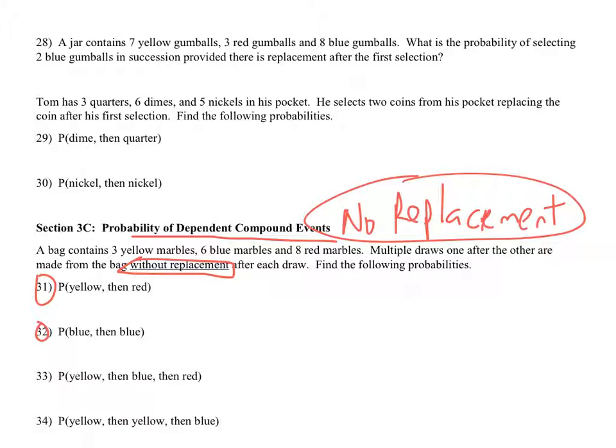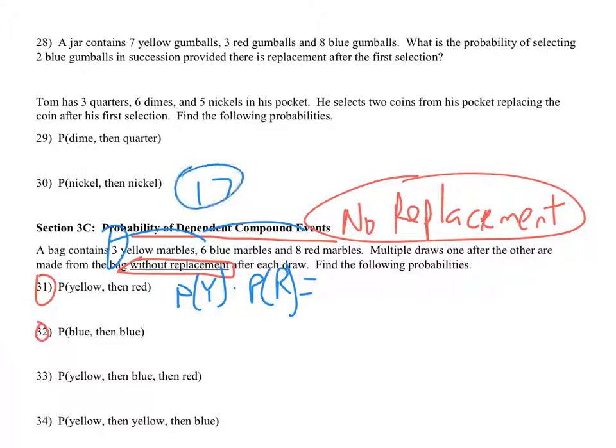So, what's the probability of getting a yellow? Now, first of all, you've got to find the total number in the bag, so I do 6 plus 3 plus 8, 9, so there's 17 total. So I'm going to take the probability of yellow, and I'm going to multiply it times the probability of red. So what's the probability of a yellow? Well, there is 3 yellow out of 17 total. So that's 3 out of 17.